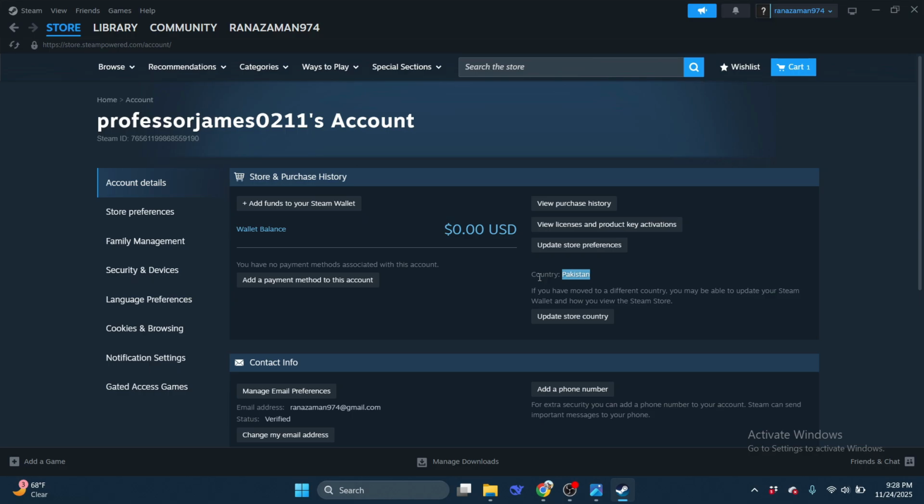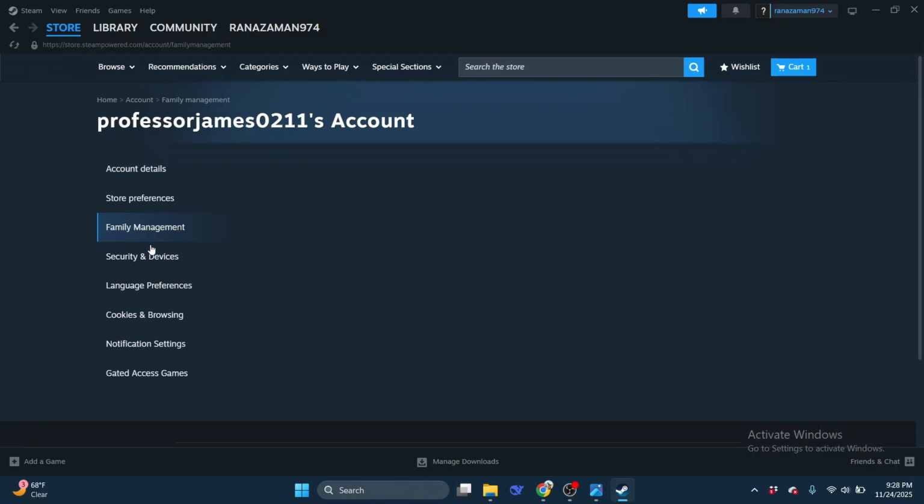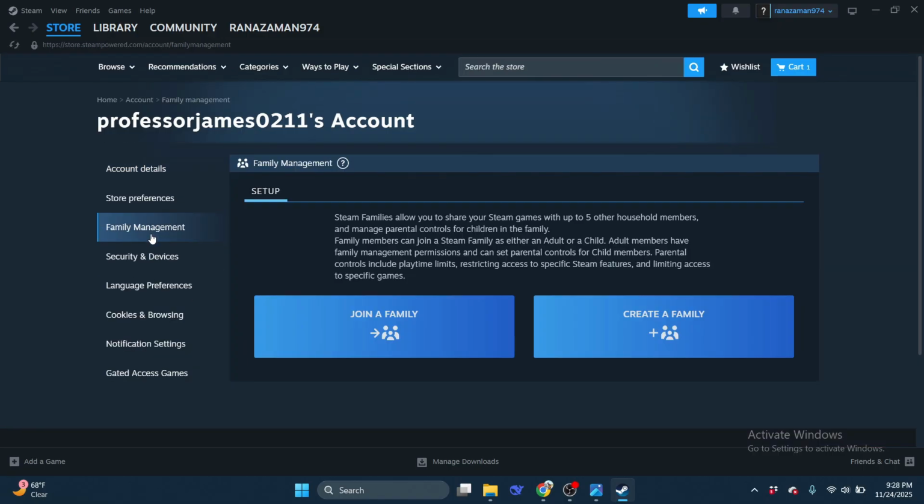Another important point is that if you recently left another family group, Steam enforces a cooldown period before you can join a new one. You'll need to wait a few days before attempting to join again. By following these steps, playing a game on the host account, checking region settings, and waiting out the cooldown, you help Steam recognize the same household pattern, which should prevent the ineligible error from appearing.